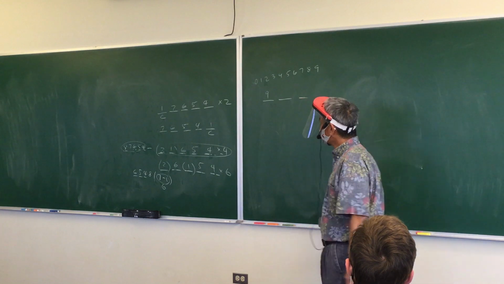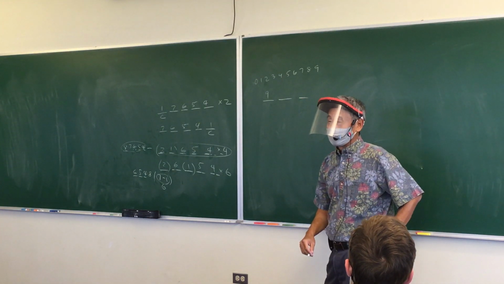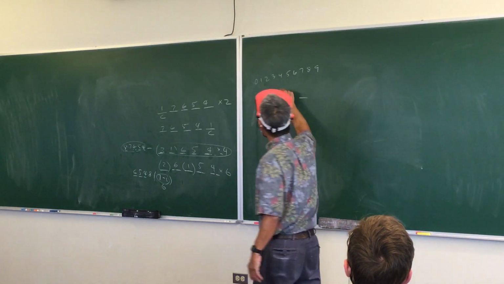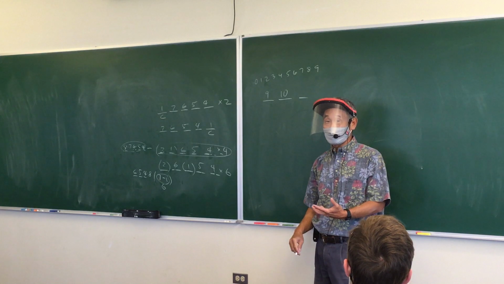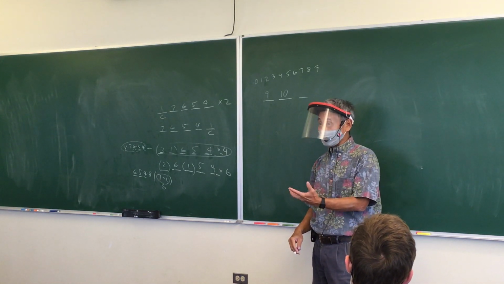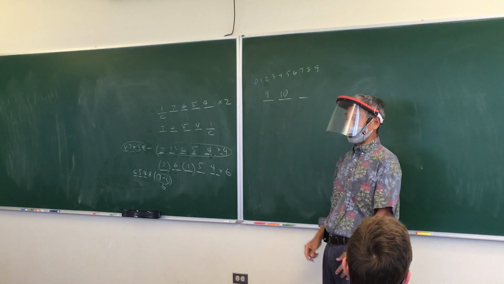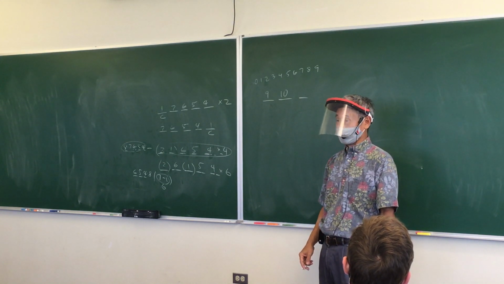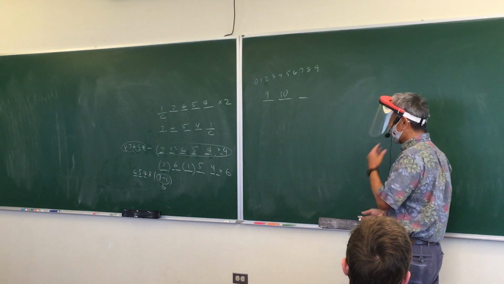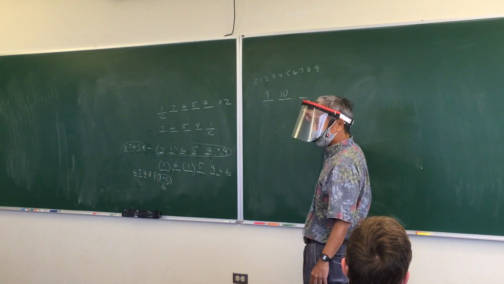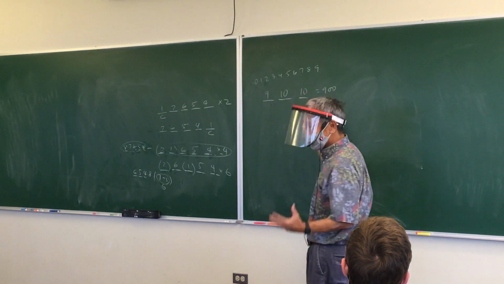Okay, how many choices do I have for the second digit? 9. No, 10. You can pick any one of the 10. Wait, did I say you can't repeat? If I don't indicate that you can't repeat, then you have to assume you can, right? Because is there such a thing as the number 444? You have to assume the obvious. How many choices do I have for the third digit? 10. Now multiply them, easy, 900, right?